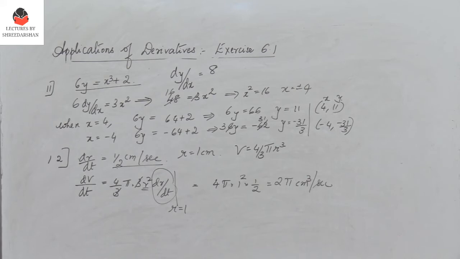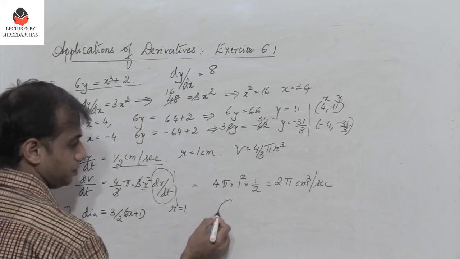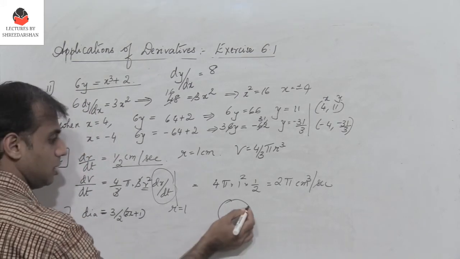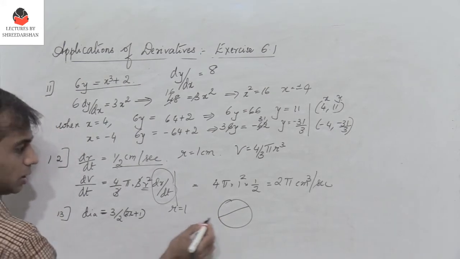So very easy problem. Next, problem 13 also is very simple. A balloon has a diameter, which is 3 by 2 into 2x plus 1. Right? Find the rate of change of its volume with respect to x. So I need to find the rate of change of volume with respect to x. Since a balloon has been given, we assume that the balloon is spherical. And the diameter has been given as 3 by 2, 2x plus 1.